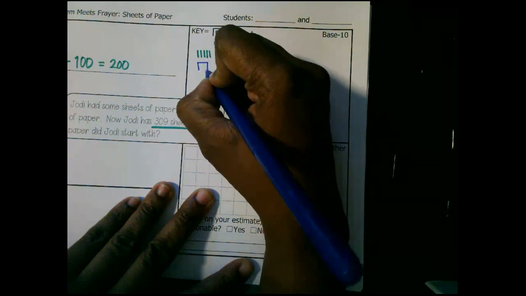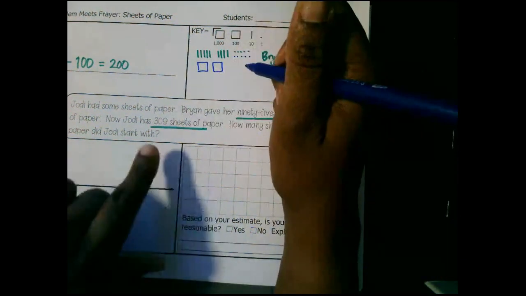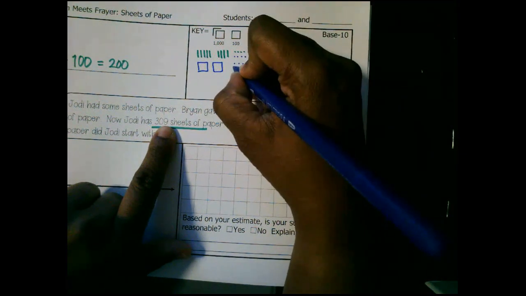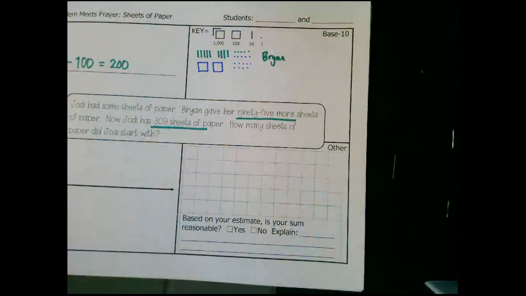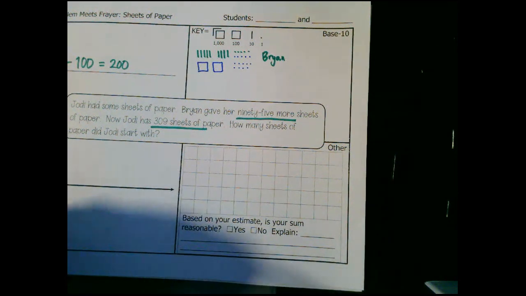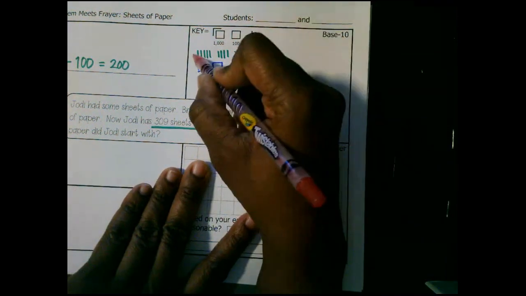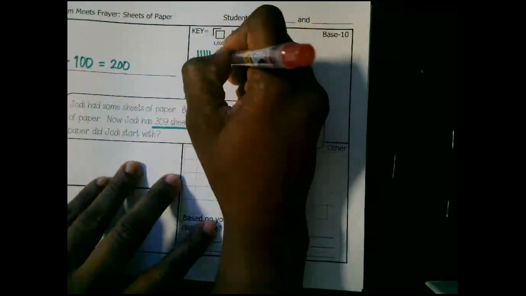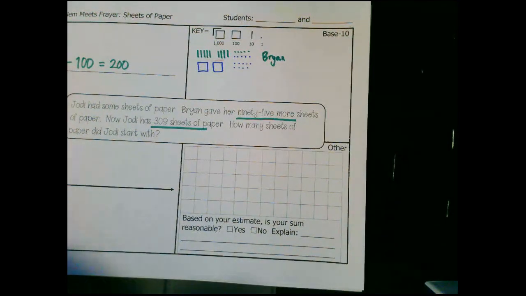100, 200, 300, 301, 302, 303, 304, 305, 306, 307, 308, 309. All right, so I am going to use a different color to showcase what Jody must have started with. So this is the 95 that was given to her. And this is what she originally had. Let's try this. And all together we have the 309.